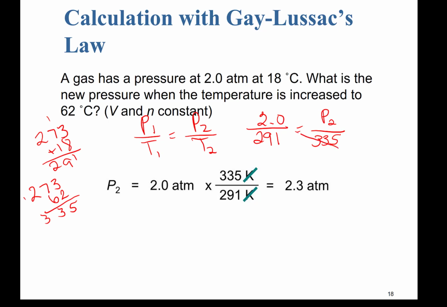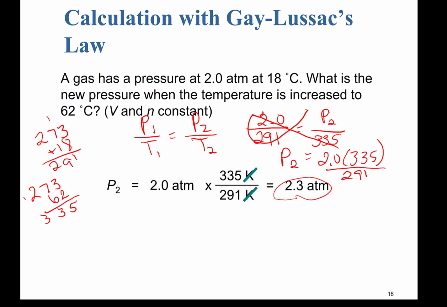And again, cross multiply and then divide. So I'm going to take 2 times 335 divided by 291. And with 2 sig figs, 3 sig figs, 3 sig figs, I'm going to get 2.3 atmospheres. And since this pressure was in atmospheres, this one will be in atmospheres. And it doesn't matter if those were in millimeters as long as they're both the same.